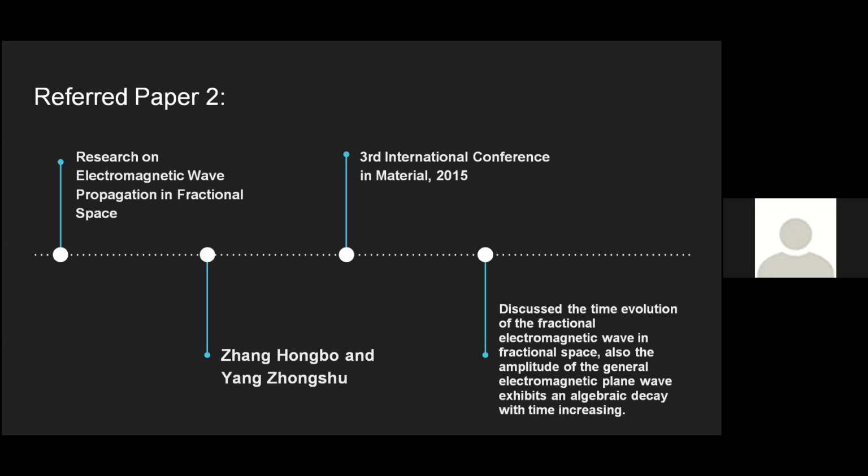So the conclusion that we can draw in short from this paper is that we discuss the time evolution of the fractional electromagnetic wave in fractional space. Also, the amplitude of the general electromagnetic wave exhibits an algebraic decay with increasing time. A particular graph is mentioned, which you can refer to in this paper. Now, moving on to paper number three.